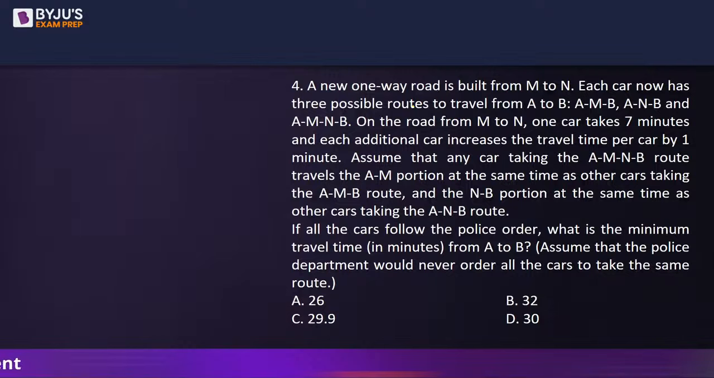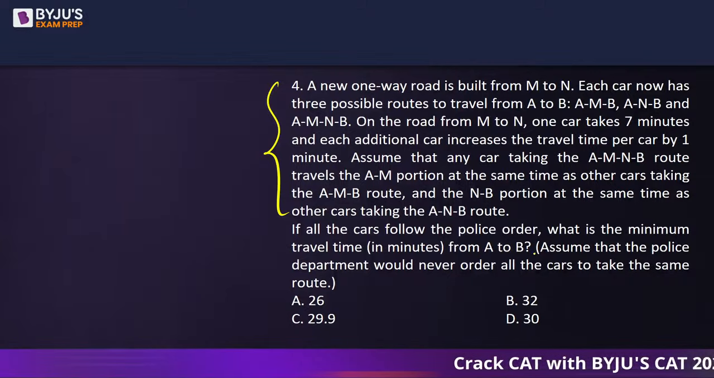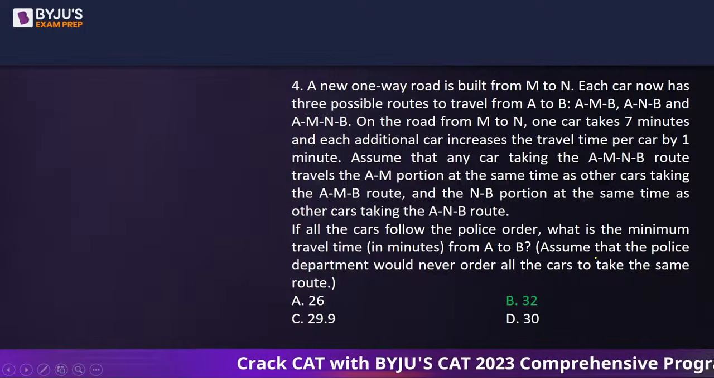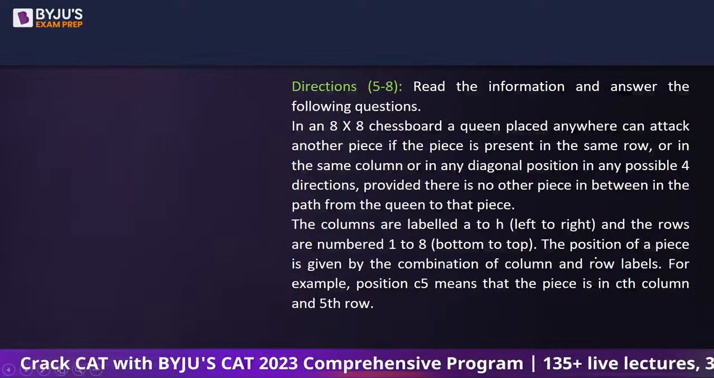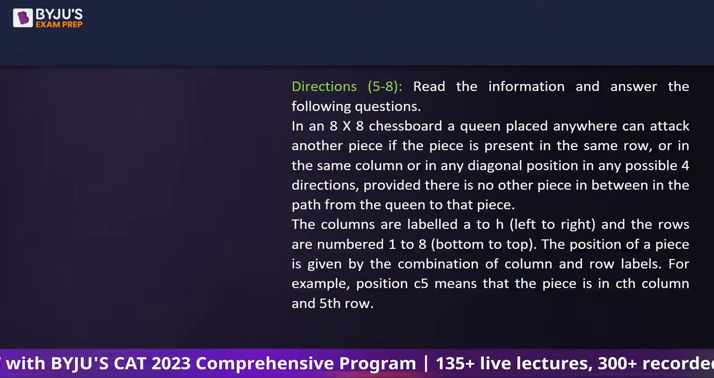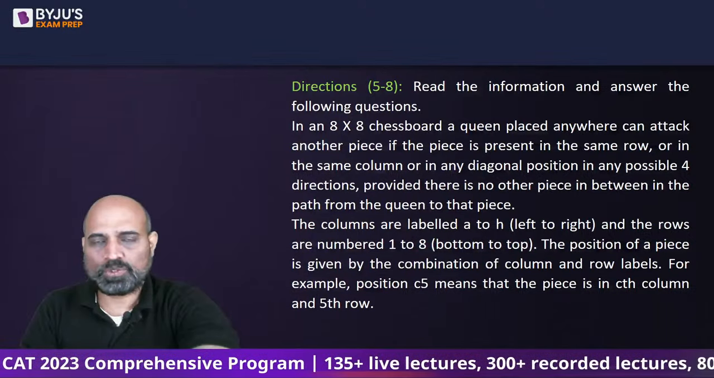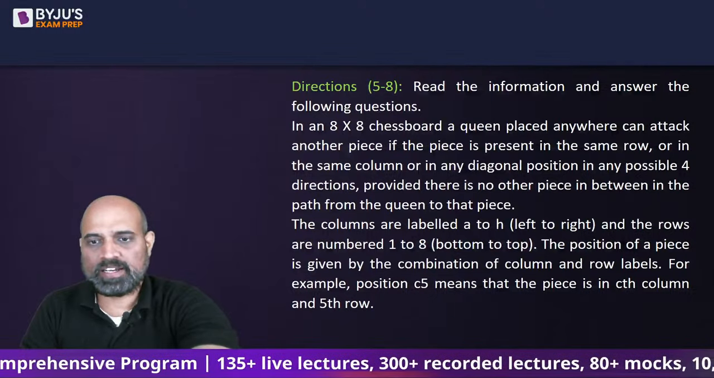Next is same paragraph. If all the cars follow the police order, what is the minimum travel time from A to B? So हमने देखा ना 32 minutes लगेगा. So 32 minutes is the answer. Right? So very straightforward question. थोड़ा सा cases बनाना and hit and trial करना.